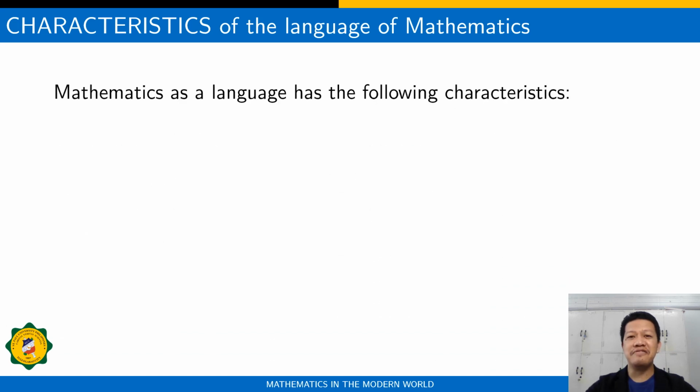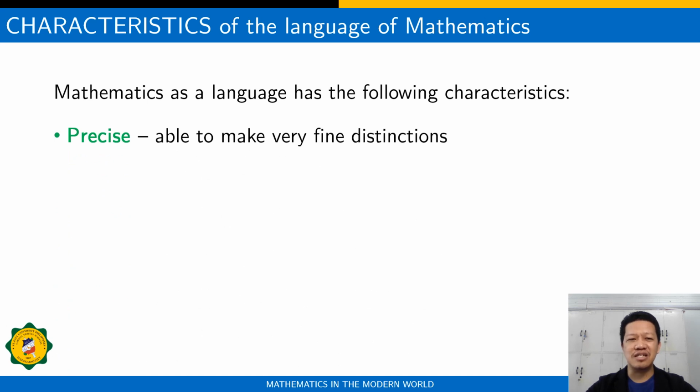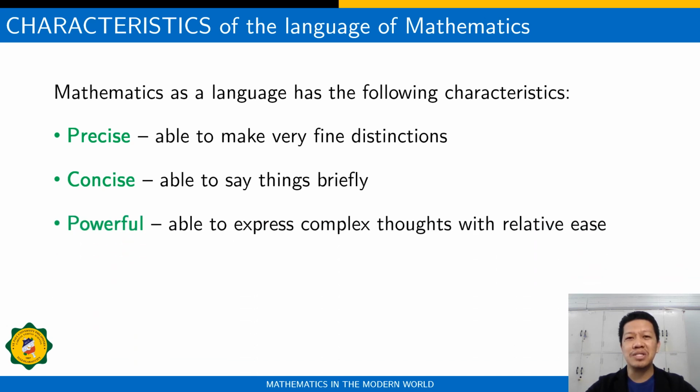Mathematics as a language has the following characteristics: precise, able to make very fine distinctions; concise, able to say things briefly; and powerful, able to express complex thoughts with relative ease. The language of mathematics can be learned, but requires the efforts needed to learn any foreign language. In this module, you will get extensive practice with mathematical language ideas. You enhance your ability to correctly read, write, speak, and understand mathematics.